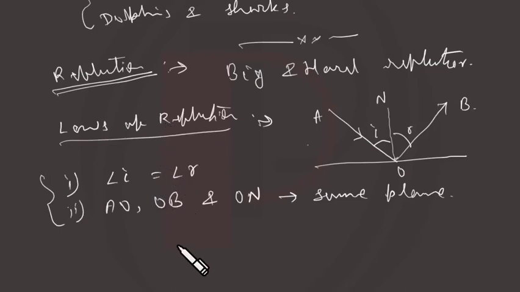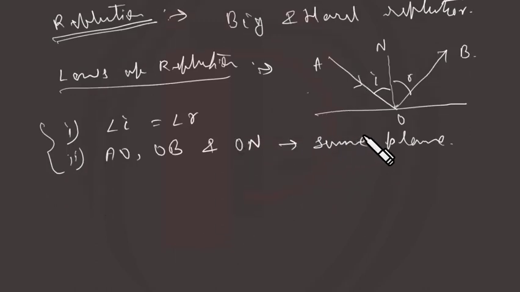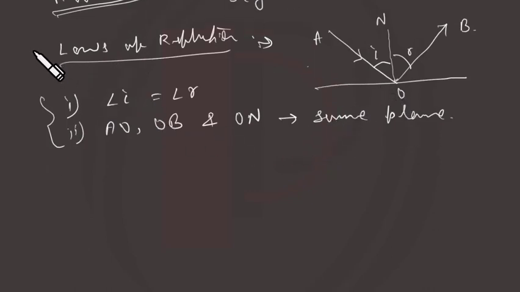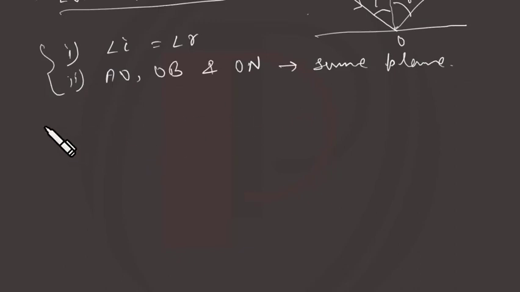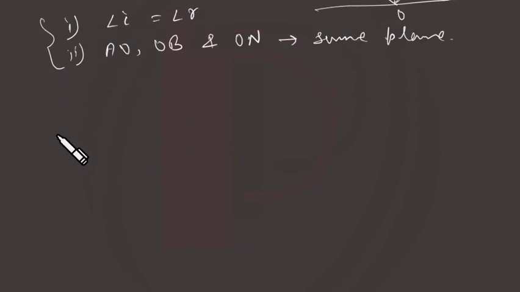So these are the laws of reflection that are followed by the sound wave also, just like the light wave. Just in this case, because the sound wave has a very big wavelength, the reflector must be very big compared to the light and hard. So these are the reflections of sound wave.